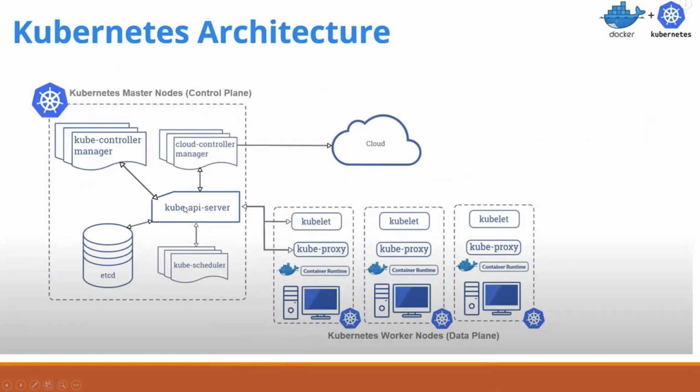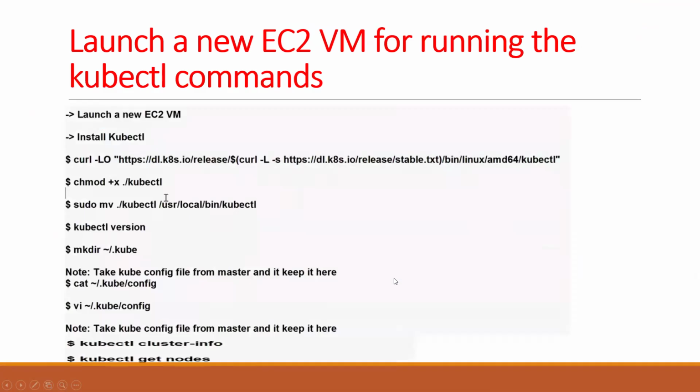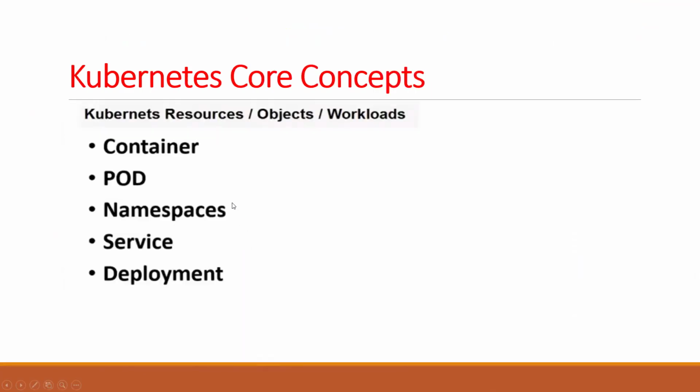Kubernetes master node: the master node has the controller, API server, kube scheduler, etcd, and apart from that the cloud controller manager is also there. This will connect to the kubelet, kube proxy, container runtime, everything. This is the worker node architecture. So this is the new topic.